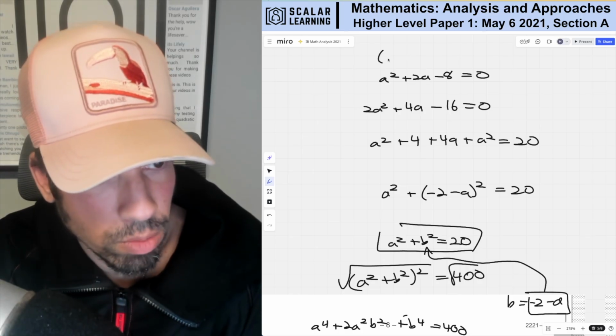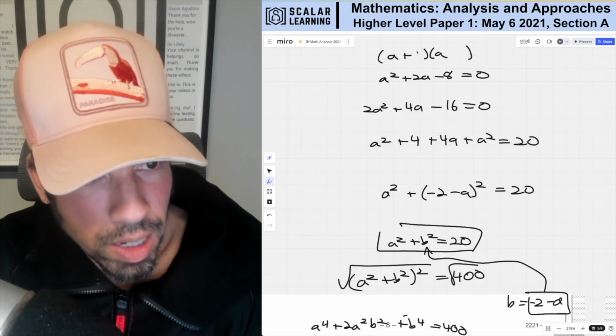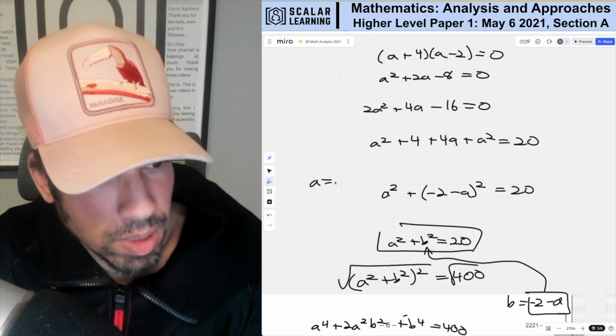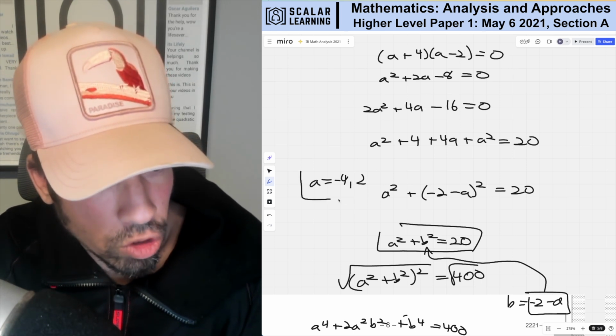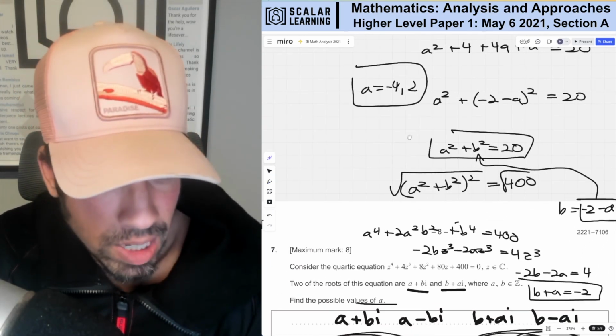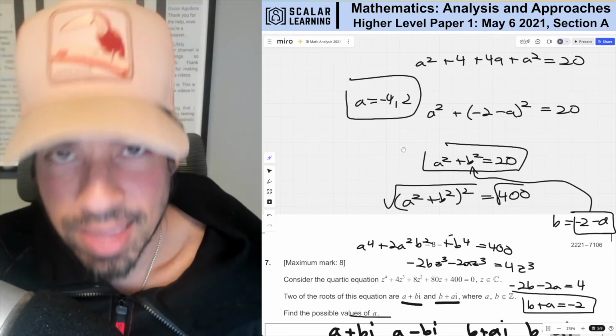Look at this. This is factorable. What multiplies to negative 8 and adds to 2? Positive 4, negative 2. And there are my two values for a. a could be negative 4 or 2. Let me just make sure there's no restrictions or anything. But yeah, it can be any integer. So I think those are both viable answers, possible values. That's how you do it. Done.